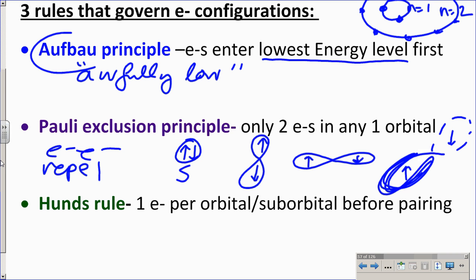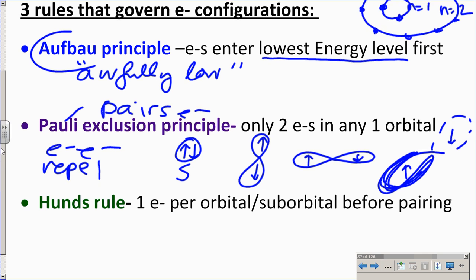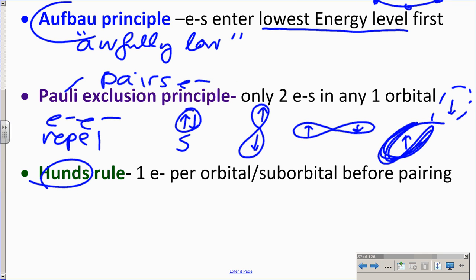And then we come to Hund. So Aufbau, awfully low, starts at the lowest energy level. Pauli pairs, that's how I remember that. Electrons occur in pairs, 2 at a time, that's it. And then Hund's ones rule. Hund's ones rule. I try to come up with little rhymes here.